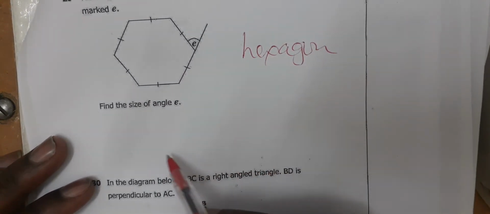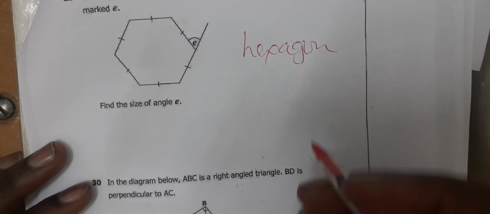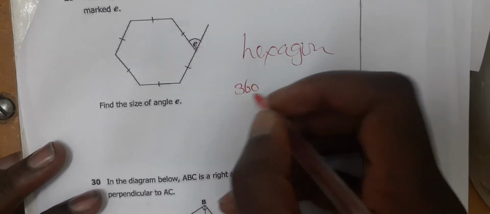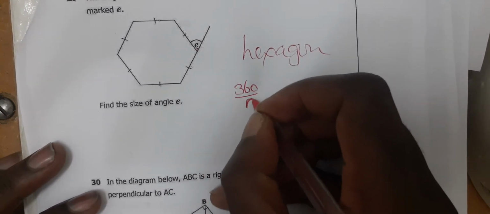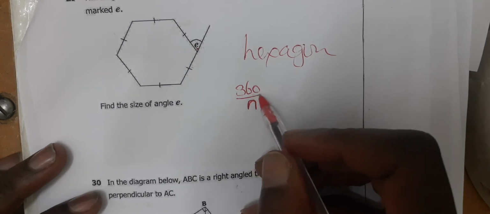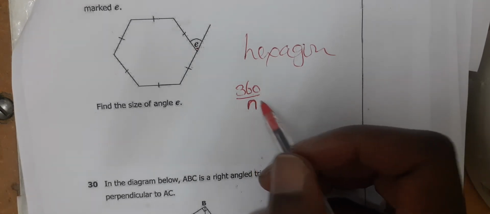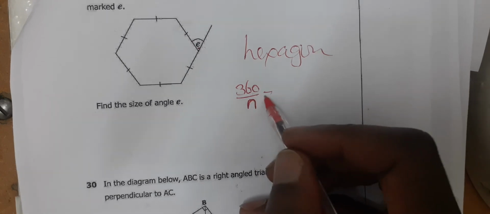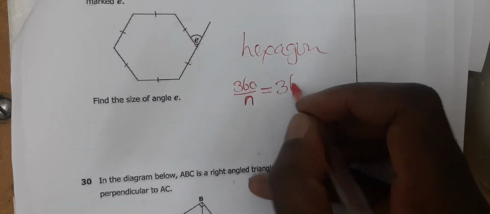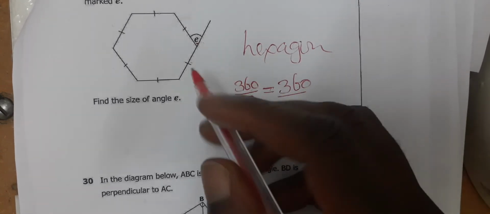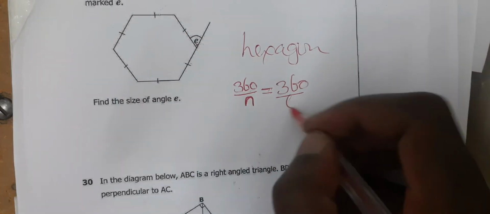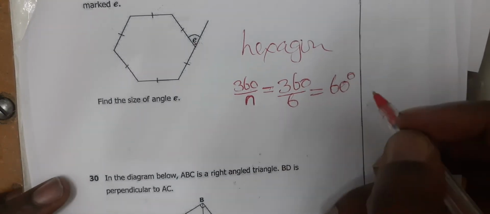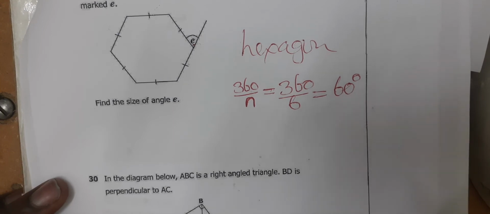Okay, so this is an exterior angle, isn't it? So the formula that we use to find an exterior angle is 360 degrees divided by the number of sides. So 360 divided by the number of sides, what do we have? 1, 2, 3, 4, 5, 6. What are we going to get here? We're going to get 60.